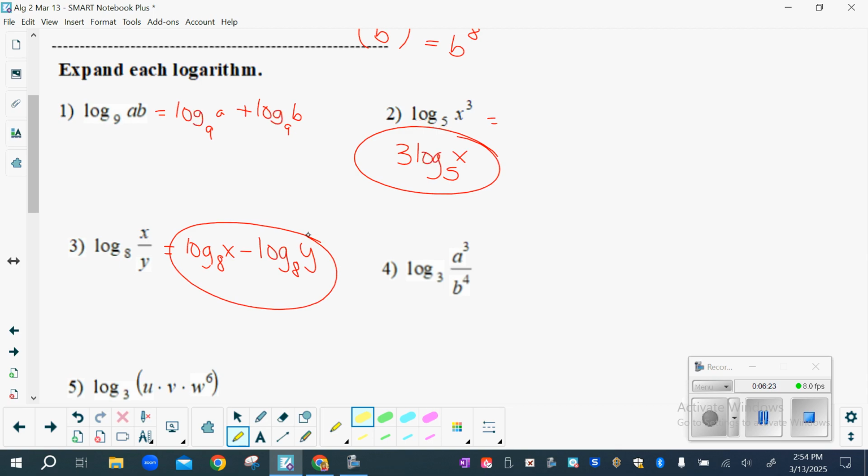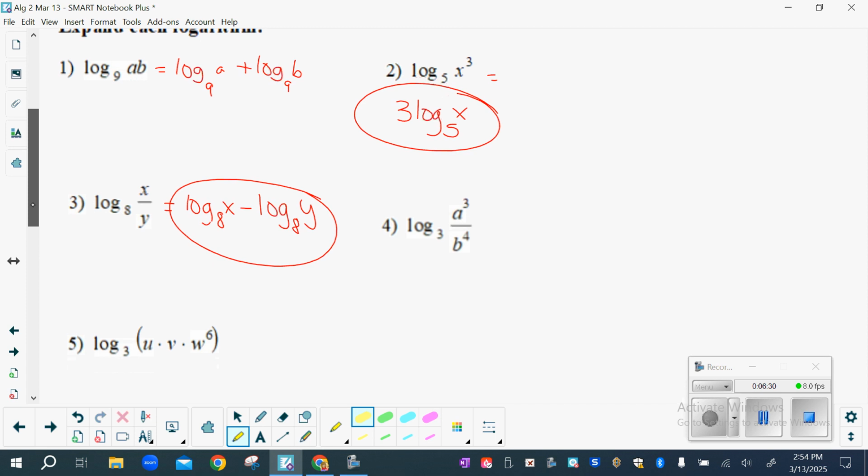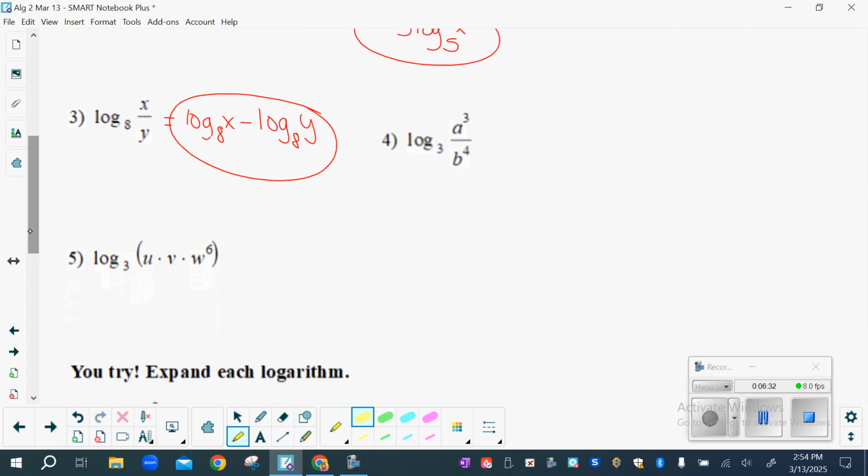Does that make sense? Okay, so now we're getting a little more complicated. Number 4, log base 3 of a to the 3rd over a to the 4th. Anybody have any idea what we would do first?